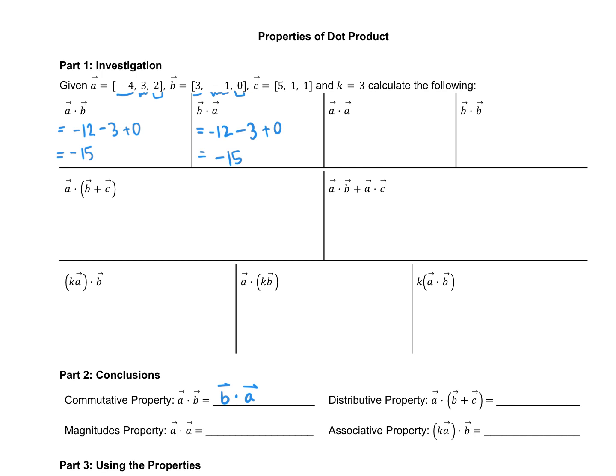All right, next, we're going to take the dot product of a vector with itself. So A dot A. Well, that's going to mean I have to take -4 and multiply it by itself. So that's +16. 3 times itself is 9. And 2 times itself is 4. And that gives me 29. Let me do the same thing, but this time with the vector B. So now I'm doing 3 times itself is 9, -1 times itself is 1, and 0 times itself is 0. And that dot product gives me 10.